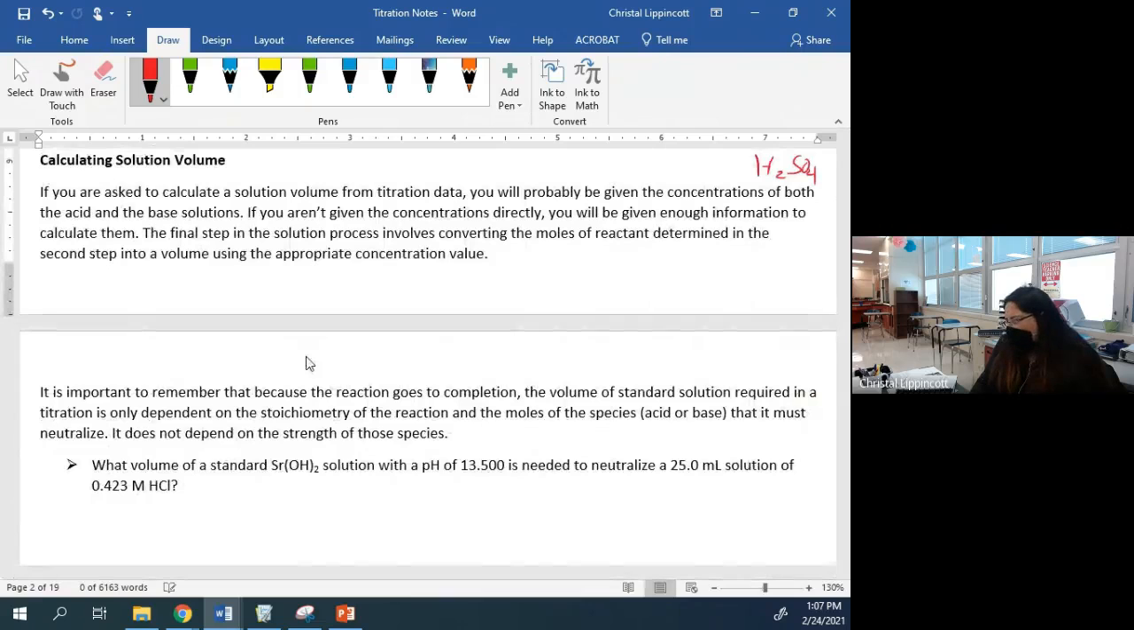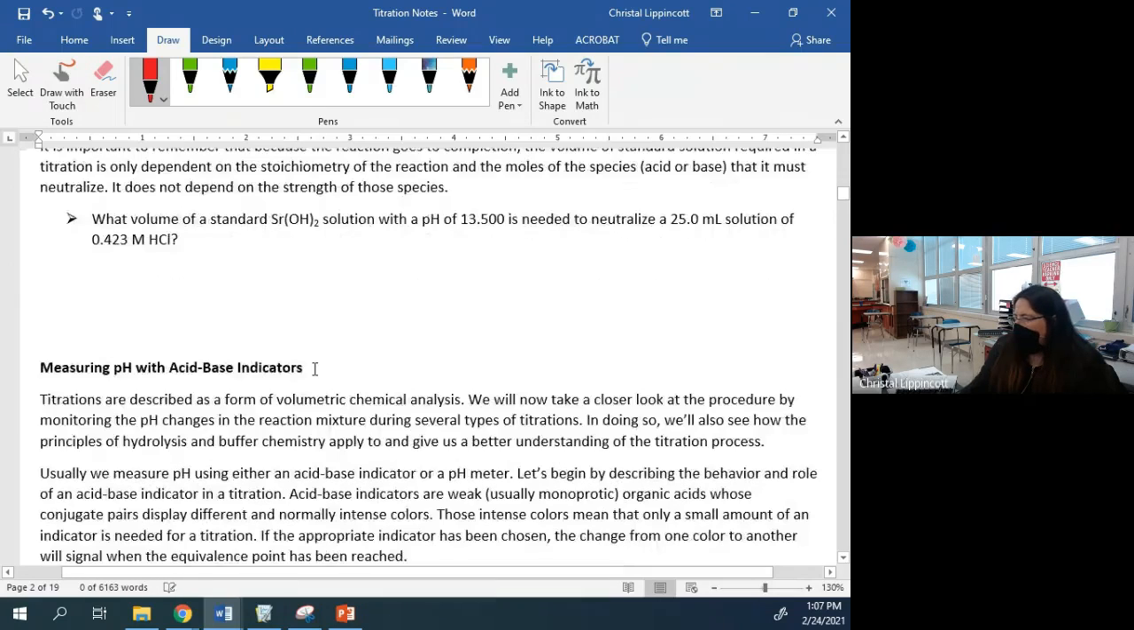Did we do this one yesterday at all? Yeah. We did. Okay. So again, titration data, you're usually going to get that. And then you can also figure out the volume of your base based on this information too. Now, this is a strong acid, strong base problem. So this works out pretty easily.